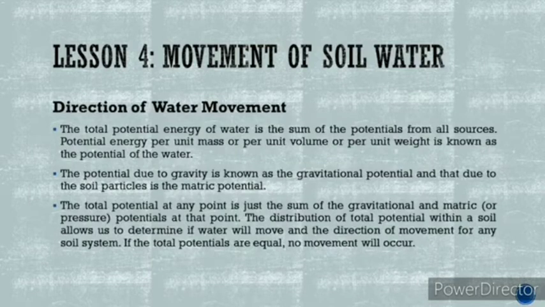Direction of water movement. The total potential energy of water is the sum of the potentials from all sources. Potential energy per unit mass, per unit volume, or per unit weight is known as the potential of the water. The potential due to gravity is known as the gravitational potential, and that due to the soil particles is the matric potential. The total potential at any point is just the sum of the gravitational and matric or pressure potentials at that point. The distribution of total potential within the soil allows us to determine if water will move and the direction of movement for any soil system. If the total potentials are equal, no movement will occur.